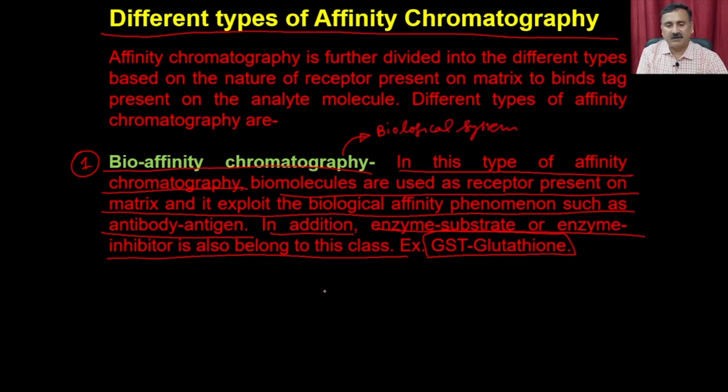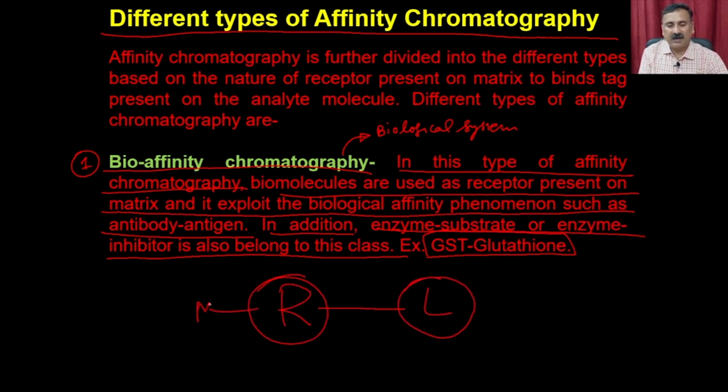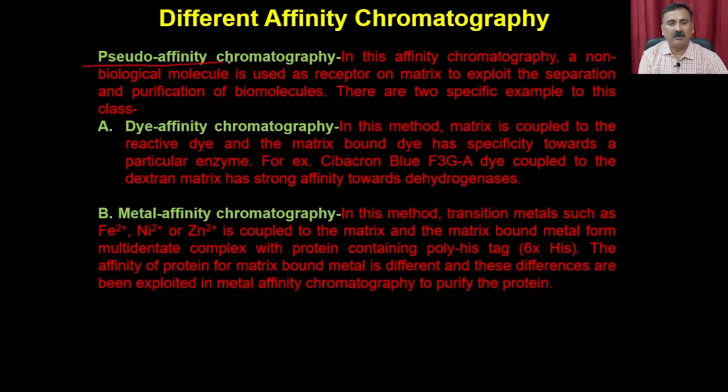And in every biological system, you are going to have the receptor and the ligand. Either of these you can couple to the matrix, and the other you can couple to the protein of your interest, and that's how you can exploit this for purifying your protein of interest. There are examples like enzyme-substrate or enzyme-inhibitor, like GST and glutathione, whereas antigen-antibody is also an example of bioaffinity chromatography. Then you have pseudo-affinity chromatography.